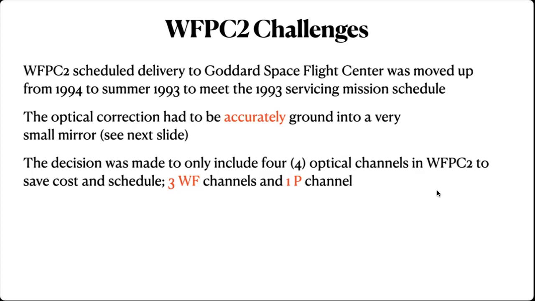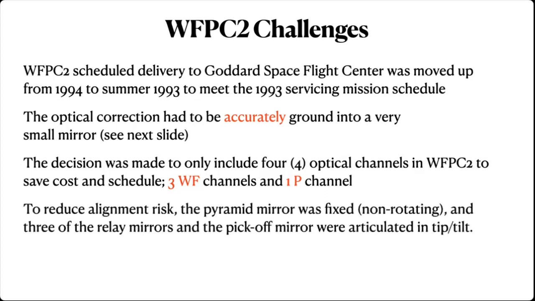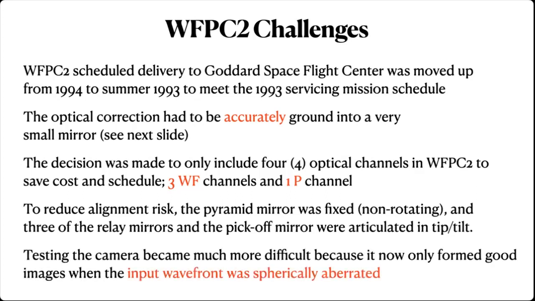They had to save costs because they now had to articulate mirrors that previously had not been articulated. And because they were only going to use these 4 channels, they were allowed to fix the pyramid mirror, which reduced risk. So those were the engineering changes that had to be made to the camera. But fortunately, they didn't have to make major displacements of elements. They didn't have to restructure the basic layout of the camera, which was a good thing.